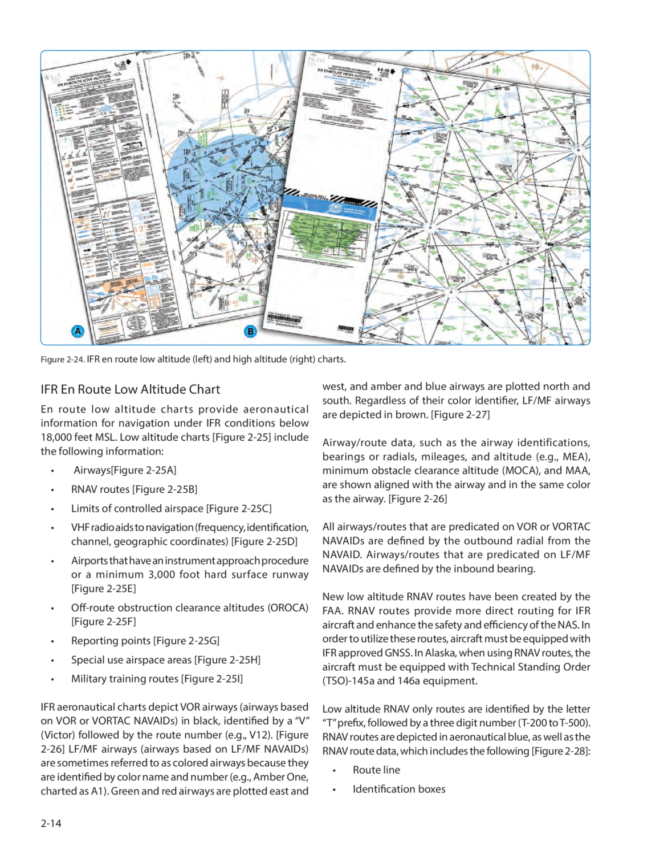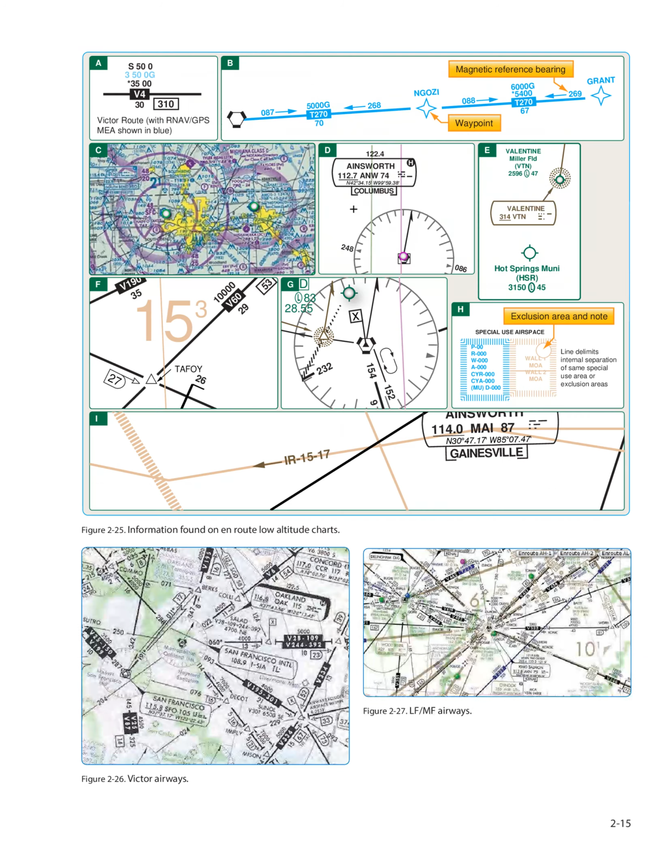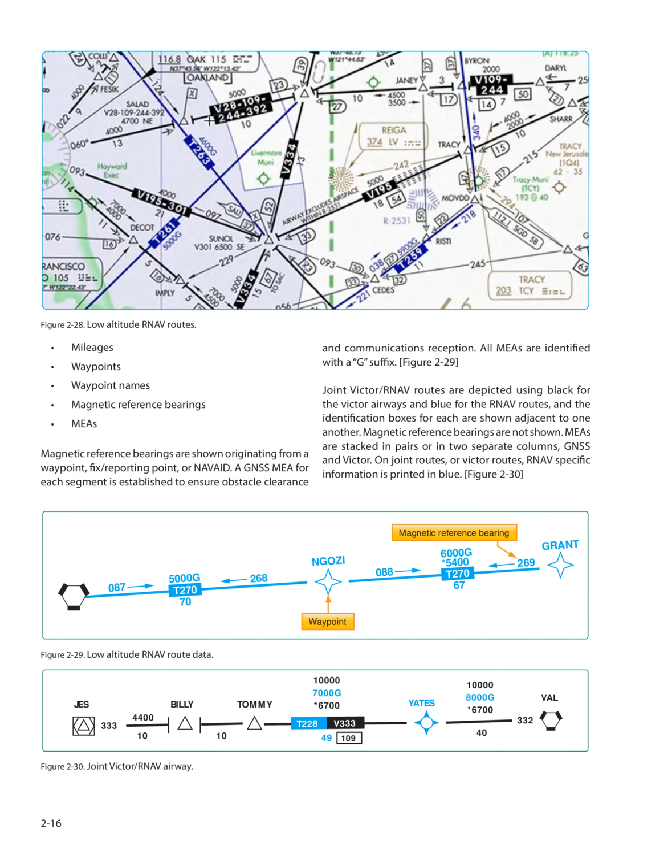RNP routes are depicted in aeronautical blue, as well as the RNP route data, which includes the following: Figure 228. Route line, identification boxes, mileages, waypoints, waypoint names, magnetic reference bearings. MAAs, magnetic reference bearings are shown originating from a waypoint, fix/reporting point, or NAVAID. A GNSS MAA for each segment is established to ensure obstacle clearance and communications reception. All MAAs are identified with a G suffix.